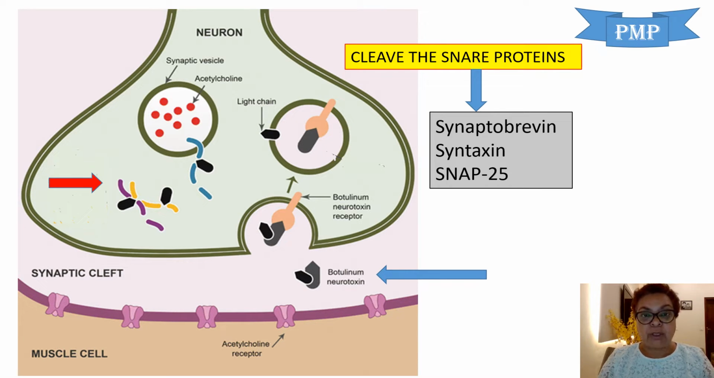What are the SNARE proteins? These are synaptobrevin, syntaxin, and SNAP25. The function of these proteins is the fusion of the acetylcholine vesicles with the neuronal membrane, right? So the botulinum toxin goes and cleaves either of these proteins and prevents the fusion of the vesicles with the neuronal membrane.